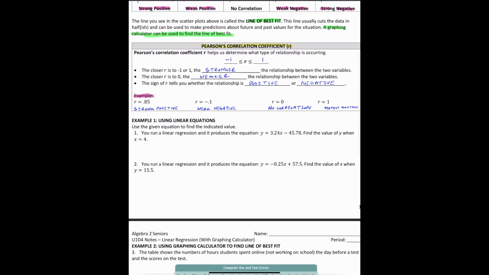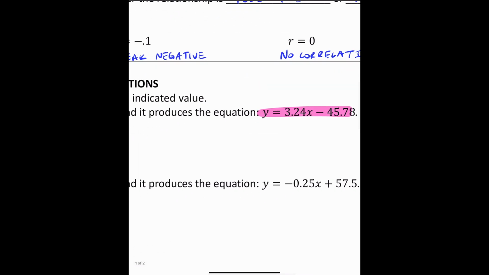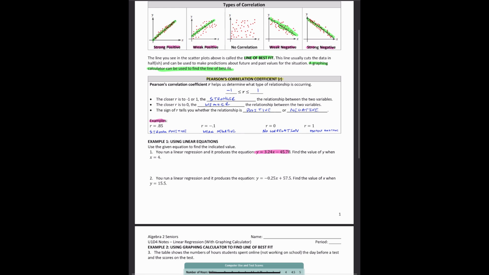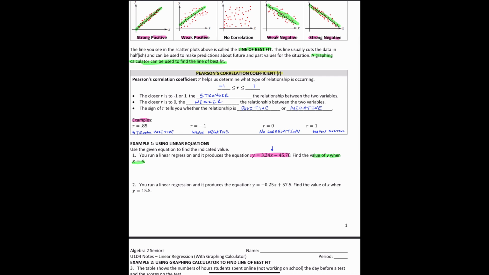So let's take a look at some examples here. Example number 1, use the given equation to find the indicated value. Number 1 says you run a linear regression and it produces the equation y equals 3.24x minus 45.78. Find the value of y when x is equal to 4. So this equation is given. So if this equation is given and we're looking to find the value of y when x is equal to 4, all I need to do is replace x with 4 so I can find y.